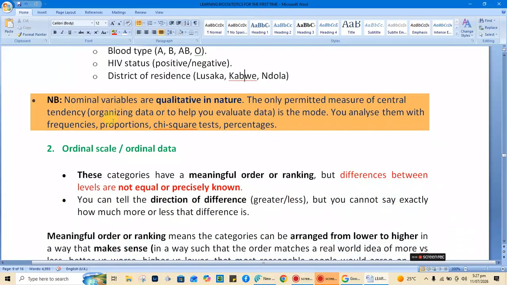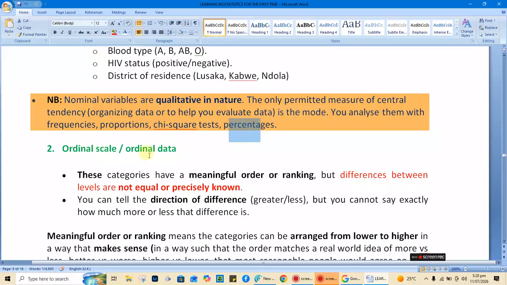Okay, so nominal scales or nominal variables, these are types of variables. Remember, we're looking at types of data or variables. So when you're looking at nominal scales, these are variables that are qualitative in nature, and therefore the only permitted measure of organizing data or helping you to evaluate data is the mode. You use the mode when your data is nominal. Okay, you use mode. You analyze them. You look at the frequencies, the proportions, okay, chi-square tests, percentages.